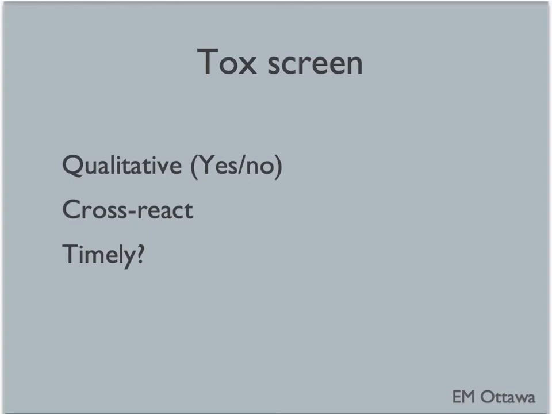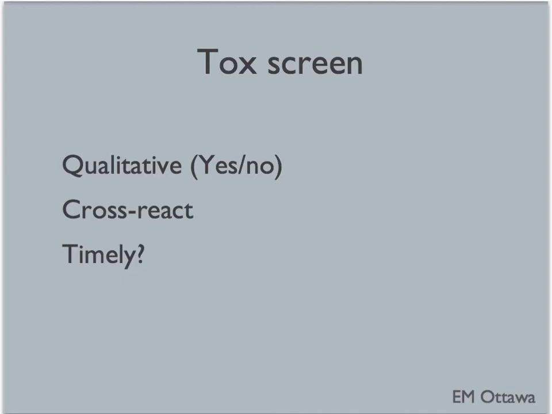Sometimes tox screen is also being ordered for patients with an unknown overdose. These are screens that we can do in urine or blood to look for the presence or absence of toxins. These are qualitative measures, such as whether the drug is in the system or not. It does not give you a level.